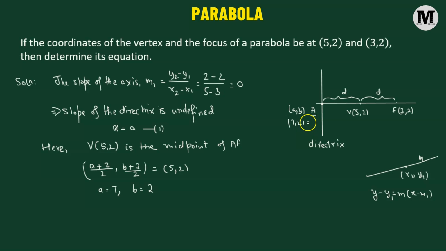Now that we have the coordinates of point A, we can easily find the equation of the directrix. The equation of the directrix, we already defined, is x equals a, so x will be equal to 7. Now we have the equation of the directrix. So using the equation of the directrix and the coordinates of the focus, we can easily find the equation of the parabola. So let us begin.